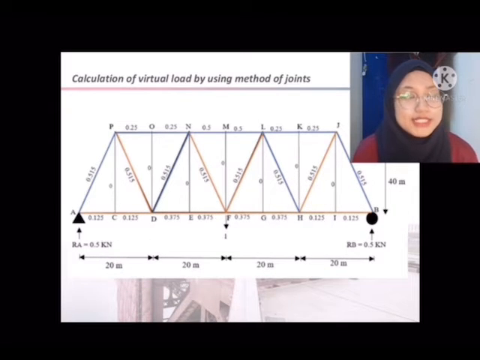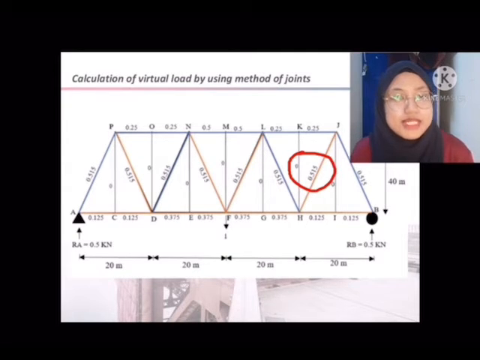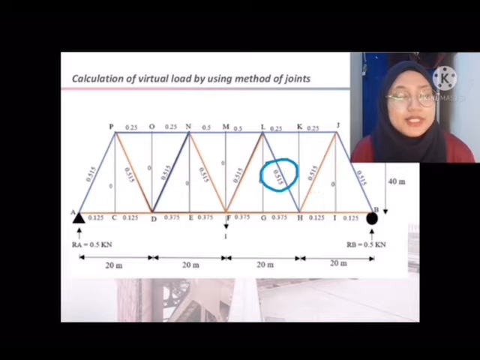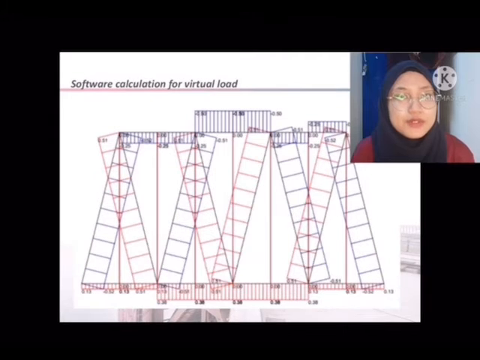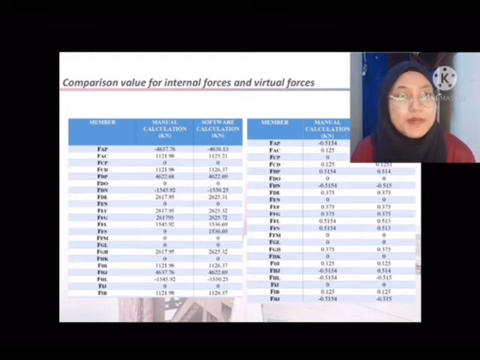For the virtual load, the calculation also uses the method of joint, where the orange color represents the tension value, while the blue color represents the compression value. After we finish the manual calculation, we calculate the internal forces and virtual load in the software. Lastly, we make the comparison between manual and software calculation for internal forces and virtual forces.